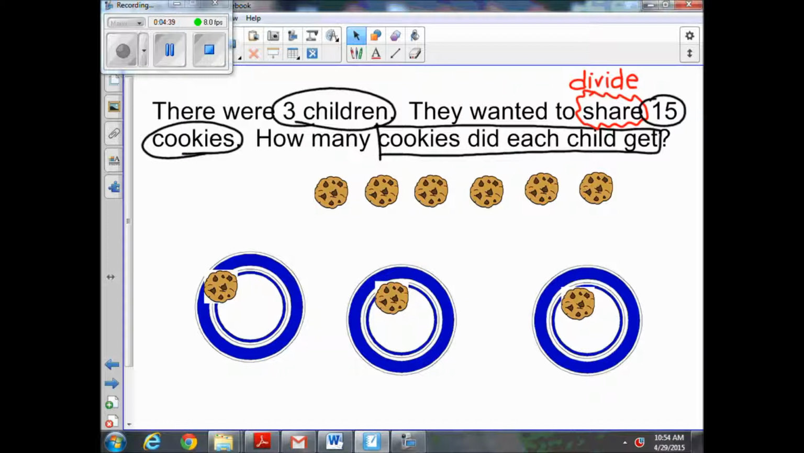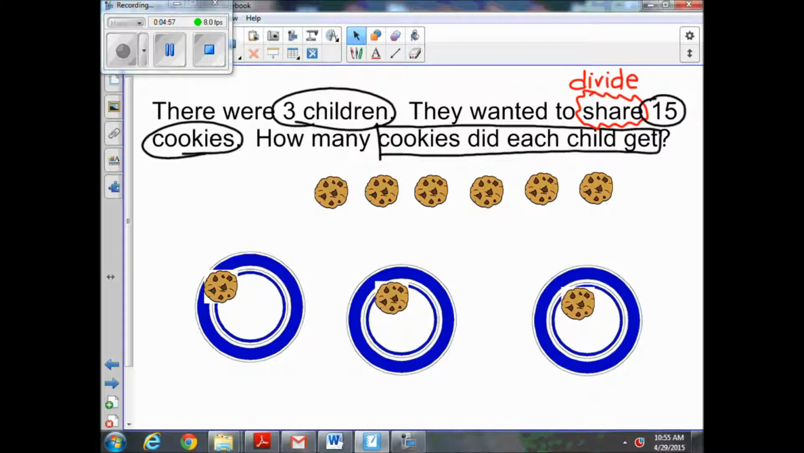Okay, thank you. So you should have 1 cookie on the first plate, 1 cookie on the second plate, and 1 cookie on the third plate. Show it to me. Let me see that you've done that first step, either on it or below it. Beautiful. 1 cookie on each one. We've only done the first step.